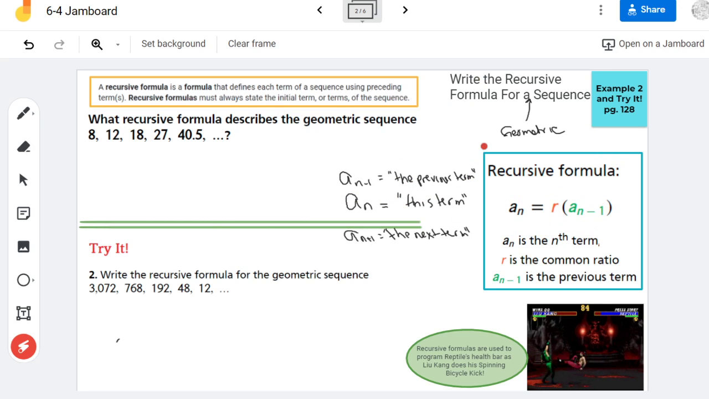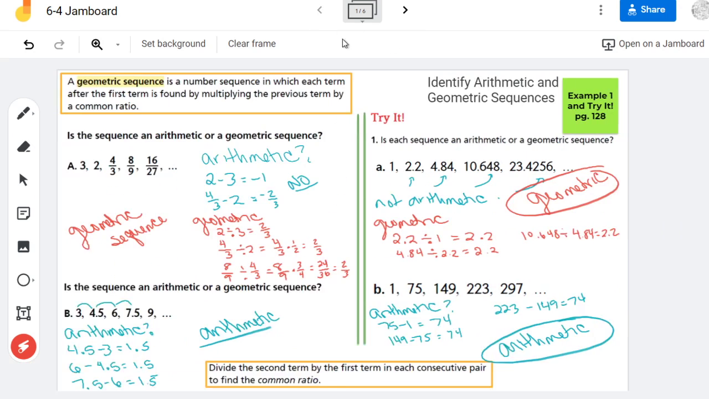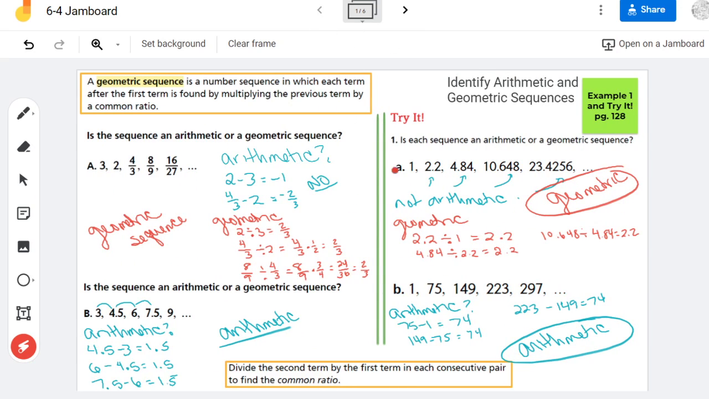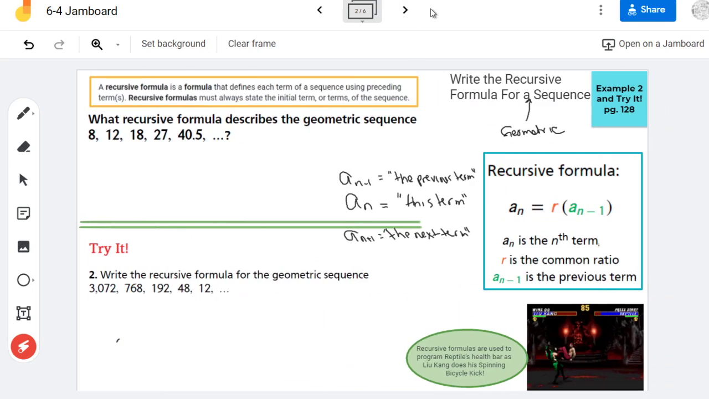So with a recursive formula, to find this term, you take the common ratio and multiply it times the previous term. Isn't that what we were doing on our last example? Wasn't that how we were figuring out if it was a geometric thing? We were figuring out what it multiplied by? Yes, that's just the same thing.